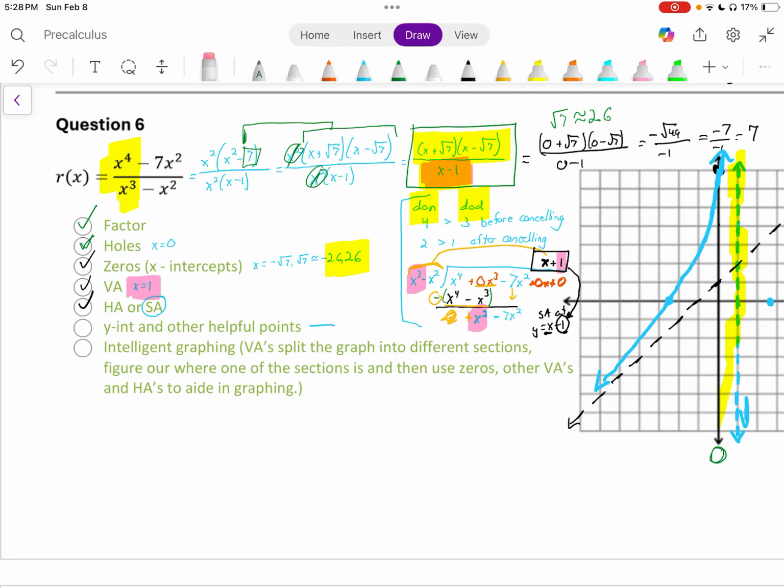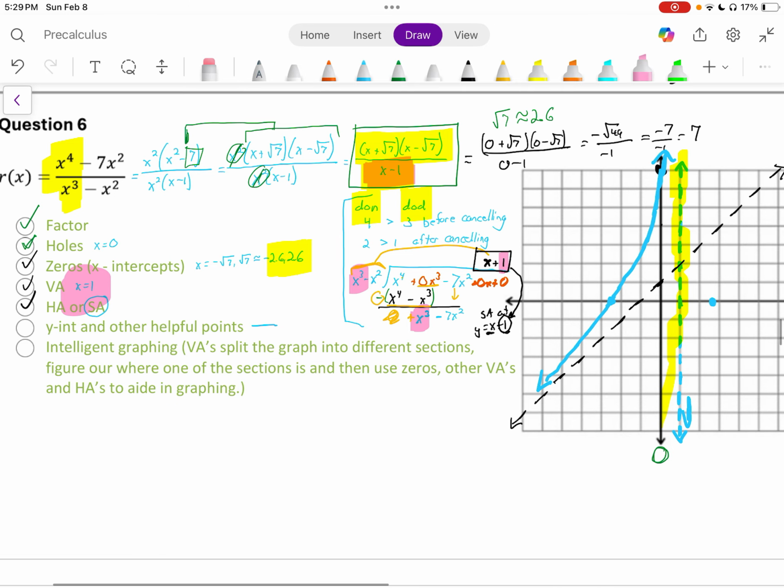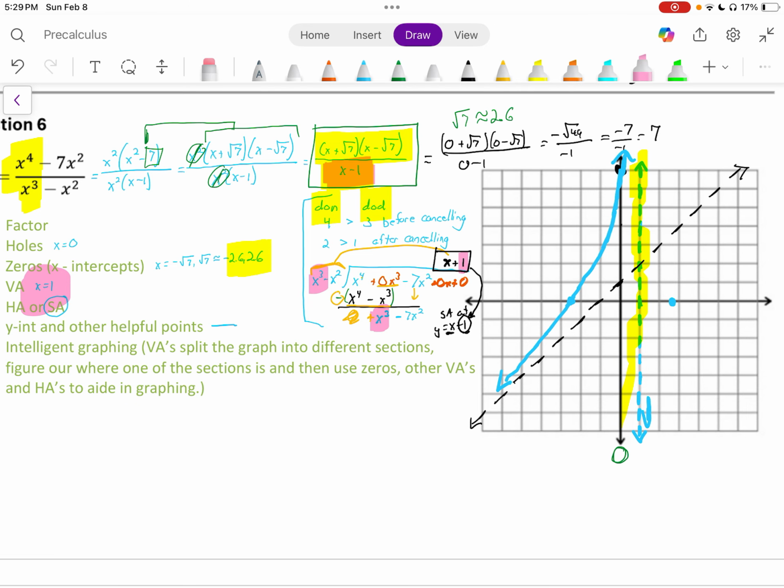There we go. So right here, x equals 1, multiplicity 1, which is odd, so they go in opposite directions. And so since to the left of the asymptote was up, to the right needs to be down. So it needs to come up, it needs to go through this point, which is the other reason it has to be on the lower part, and then get closer and closer to the slant asymptote. And there is the graph for number 6.